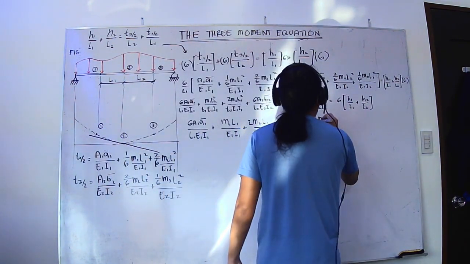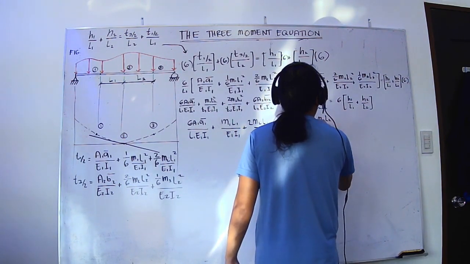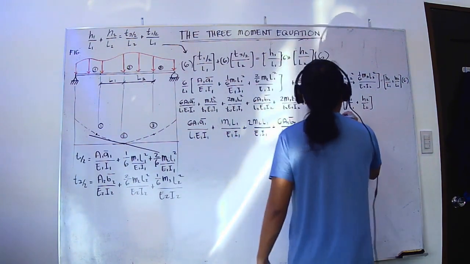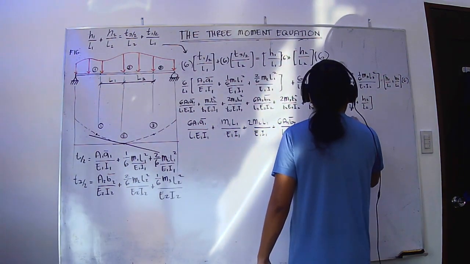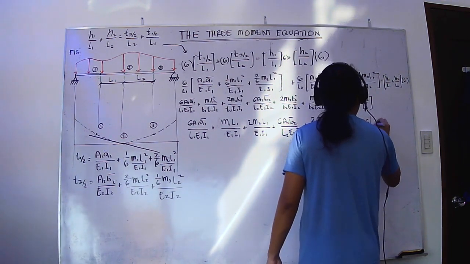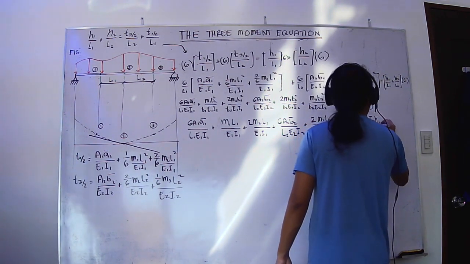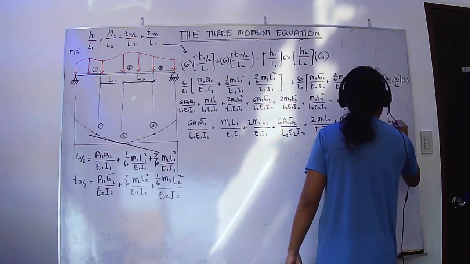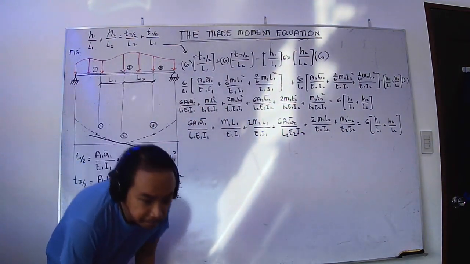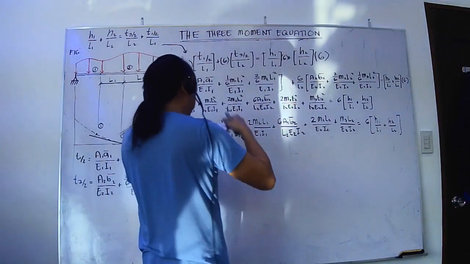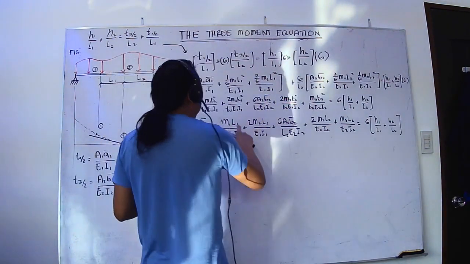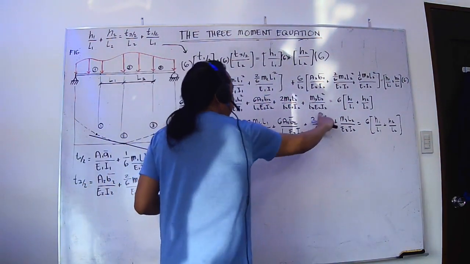M2 L2 E2 I2, plus this one, M3 L2 over E2 I2, equals 6 multiplied by H1 L1 plus H2 L2. We have something like this as a diagram, right? Let me rearrange this, it is very much an eyesore. Okay. This term and this term are combinable.